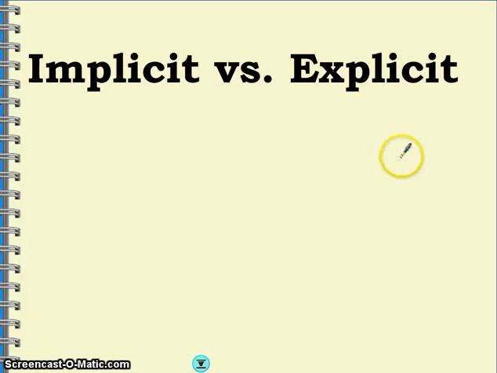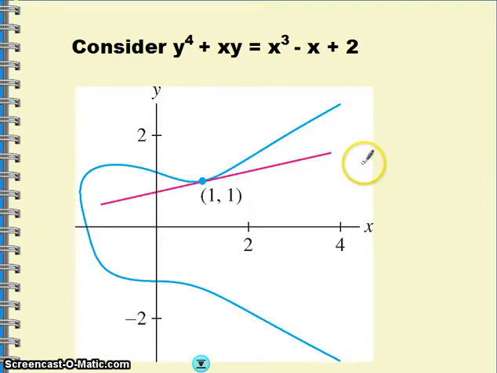So now we are going to show you the difference between finding the derivatives, dy/dx, implicitly versus explicitly. Here is the curve, and you can see why it's called a relation and not a function. y to the fourth plus xy equals x cubed minus x plus 2. We'll come back in a little bit and find that derivative, dy/dx, implicitly.